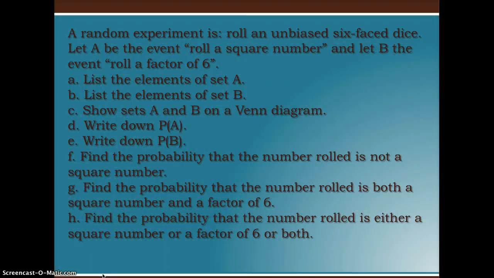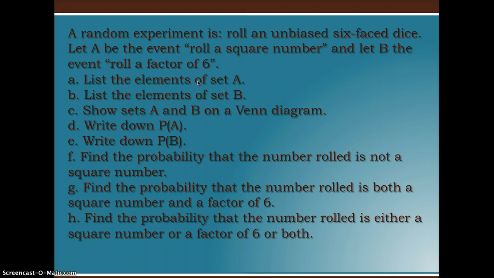Now, last Wednesday, we also discussed this example, and this is actually number 1 in your book, exercise 8J, letters A to H on page 354. We already answered this in class, but I'm going to repeat it for those who got confused. A random experiment is to roll an unbiased 6-face die. Let A be the event, roll a square number, and let B be the event, roll a factor of 6. List the elements of set A.